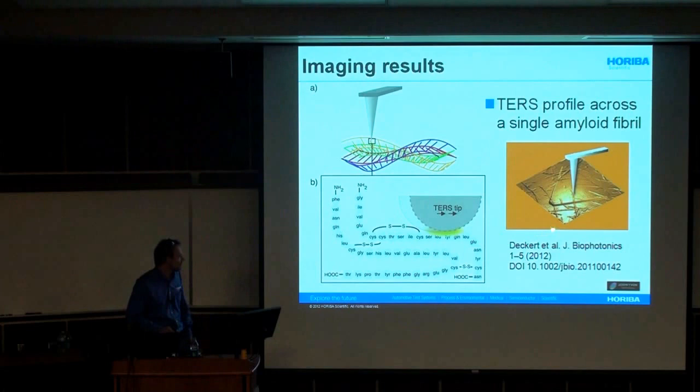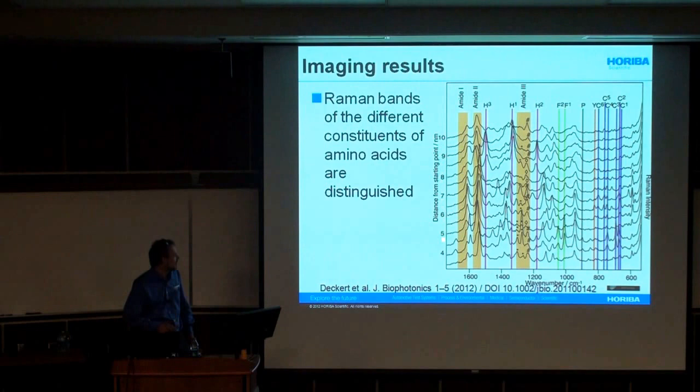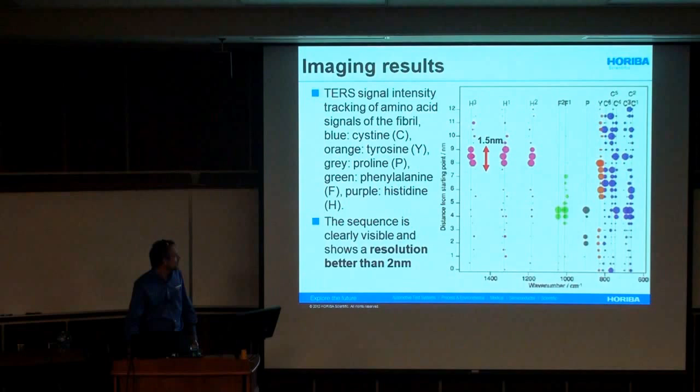So you have what's called a gap mode happening, and he's looking at this single fibril. By scanning the tip across the fibril, he gets all the spectra, and you can identify the different constituents of the amino acids, so the amide bands, H2 phosphate, etc. And if you reconstruct the profile using the bands of each amino acid, he shows here a resolution of about 1.5 to 2 nanometers. So this is, to date, as far as I know, the best resolution that was achieved with tip-enhanced Raman.